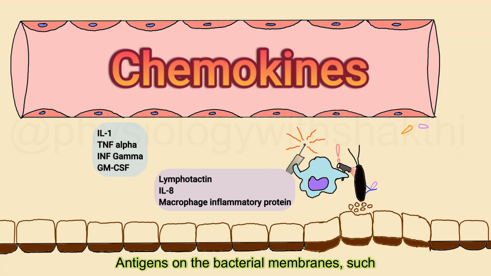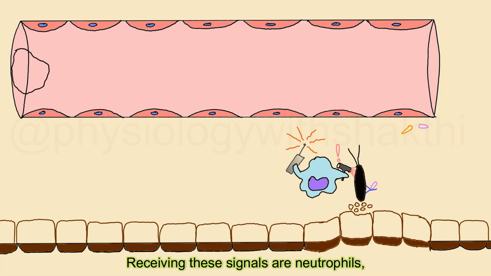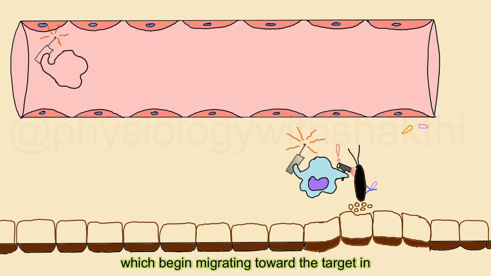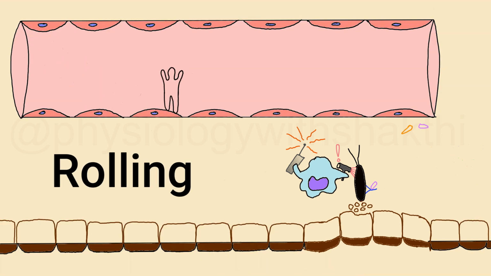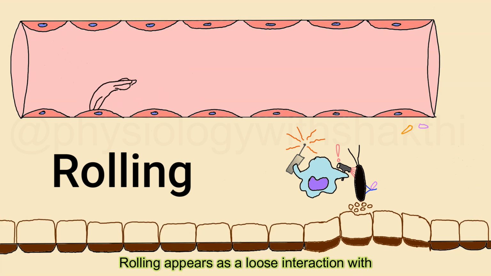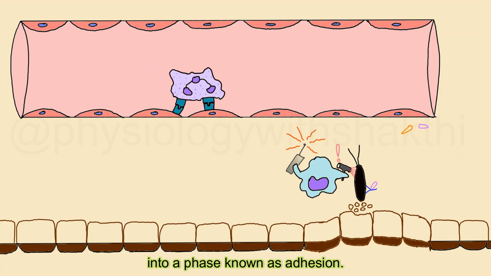Antigens on the bacterial membrane such as N-formyl methionine leucine phenylalanine, along with products from damaged tissue like C5a and leukotriene B4, serve as important terminal chemotactic signals. Receiving these signals are neutrophils, which begin migrating toward the target in a sequence of well-defined steps, starting with rolling. Rolling appears as a loose interaction with the endothelium and eventually transitions into a phase known as adhesion.